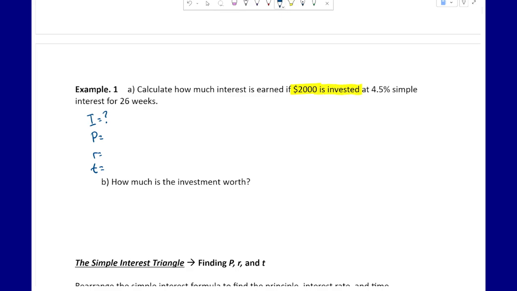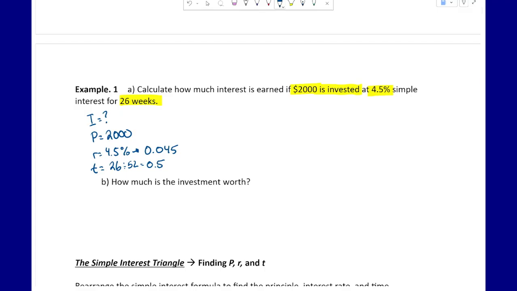So $2,000 are invested. So 2,000 is my principal. My rate is 4.5%. Remember, we convert that to a decimal, so divide that by 100, and we get 0.045. T is the time in years, but it's 26 weeks, so we have to do 26 divided by 52, which is half, or 0.5. So that one works out to a nice decimal number, an exact value, so I can leave it as the decimal. I don't have to leave it as a fraction.